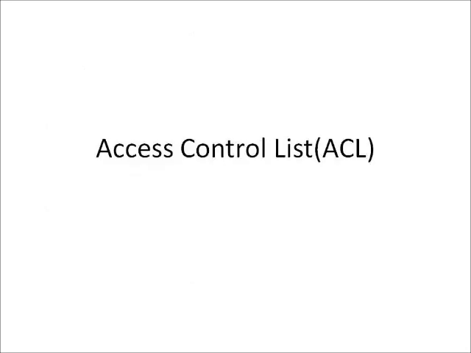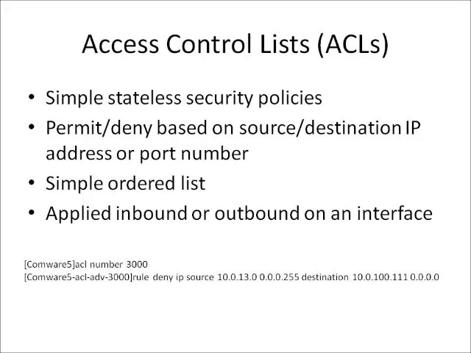Access control lists, also known as ACLs. An access control list, also maybe known as a filter, is a simple stateless security policy that's enabled on an Ethernet switch or a router. When implemented on an Ethernet switch, especially a layer 2 Ethernet switch, the access control list can be based upon an Ethernet MAC destination or source, and being able to either permit or deny two devices talking to each other. If implemented on a router, we can permit or deny based upon a source or destination IP address, or based upon a port number.